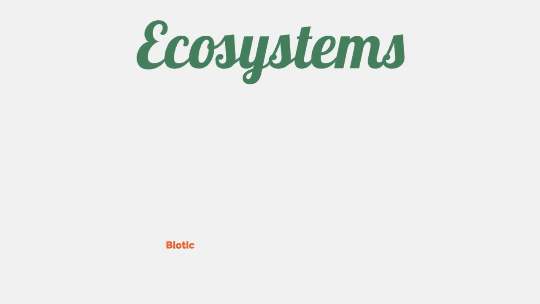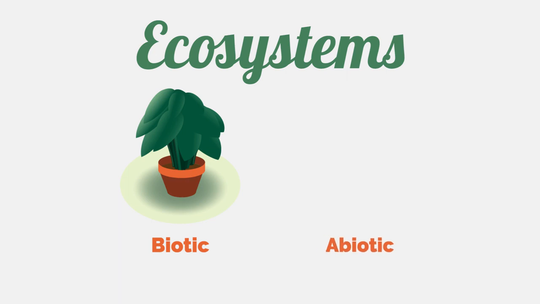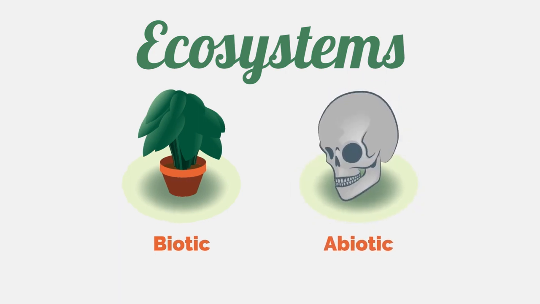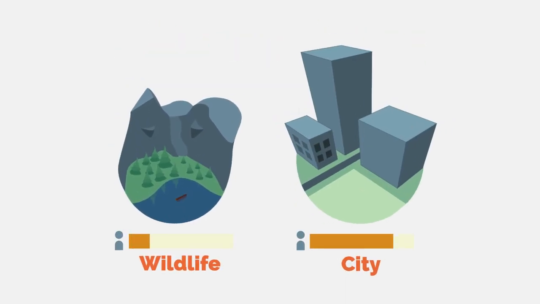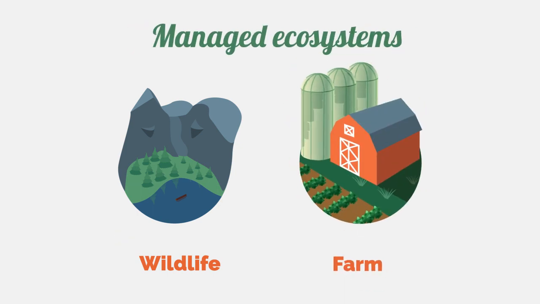An ecosystem encompasses all of the biotic or living and abiotic or non-living pieces of an environment. All ecosystems are considered to be either wild or managed based on the amount of human influence in an ecosystem. Wild ecosystems are mostly free of man's influence and tend to be places like old-growth forests and wildlife preserves. In contrast, managed ecosystems are actively modified by humans, like parks in the middle of a city and farms.